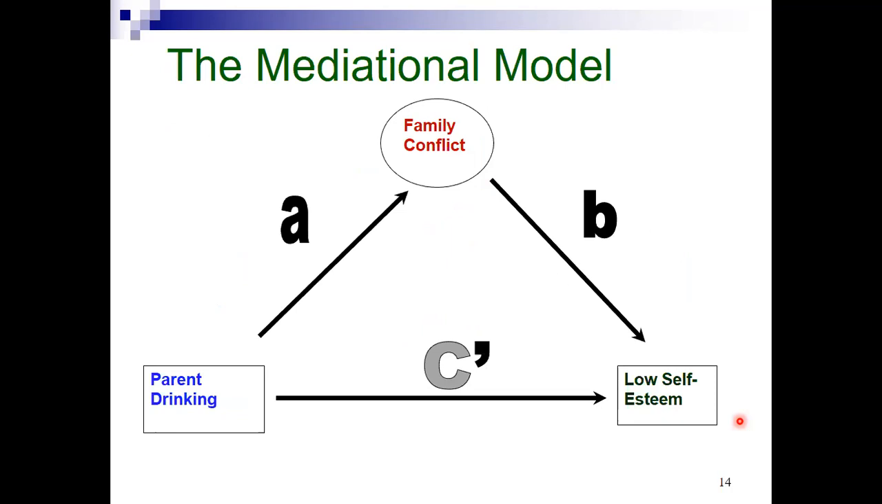How you would normally look at that: you want to see the connection between parent drinking and low self-esteem via family conflict. That is normally called the indirect effect. Some literature discourages calling these partial effects, so you'd call it the indirect effect. Then parent drinking towards self-esteem, that's the C complement. This is called the direct effect.